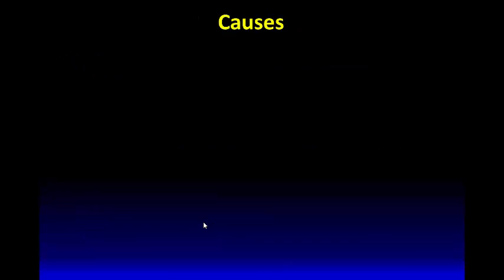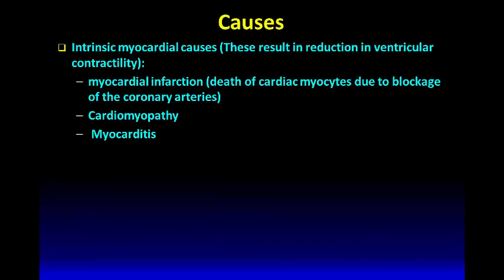Heart failure might develop because of intrinsic myocardial causes within the myocardial tissue itself. These causes result in reduction in ventricular contractility, as in cases of myocardial infarction, where there is death of cardiac myocytes as a result of blockage of the coronary arteries, and also in cases of cardiomyopathy and myocarditis.